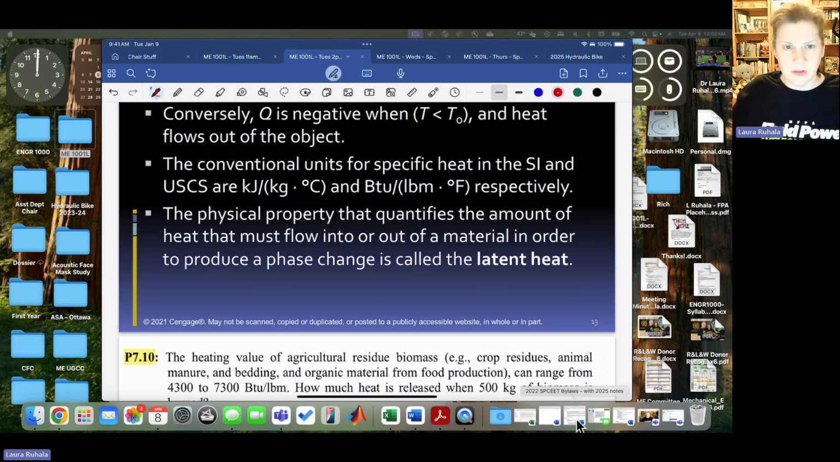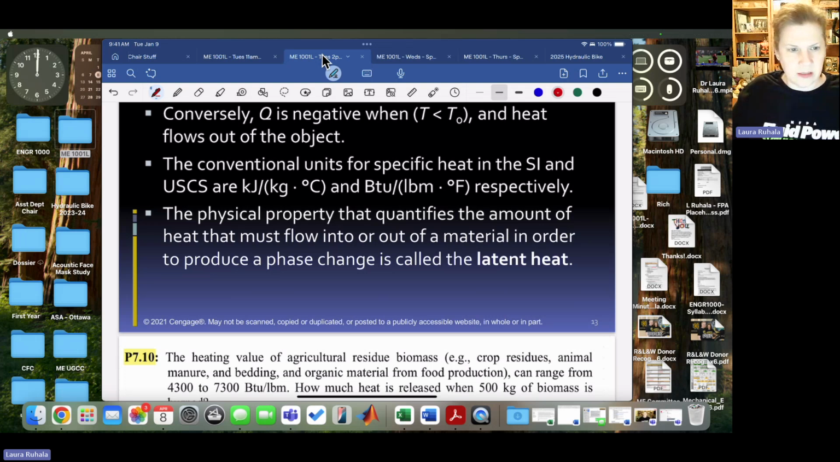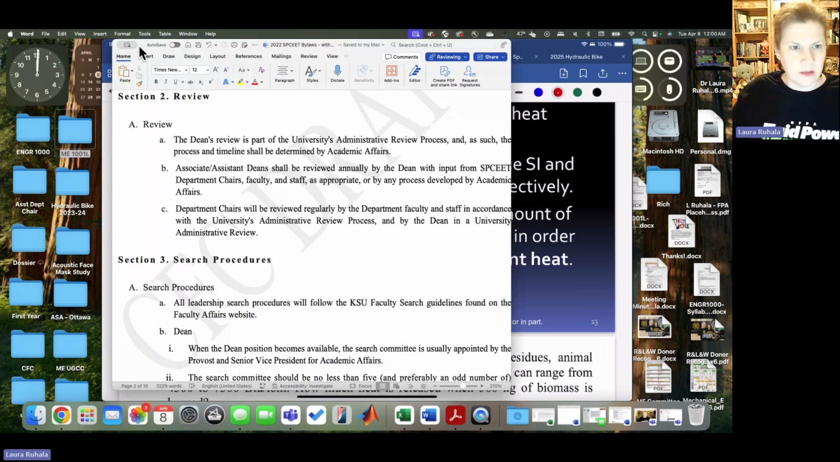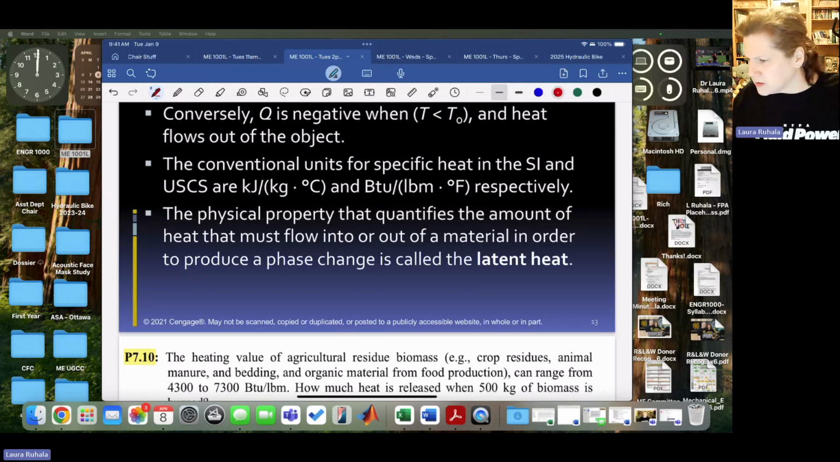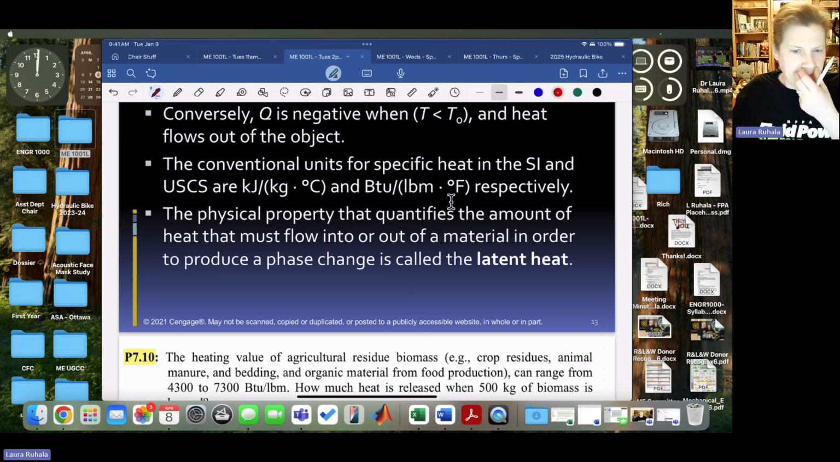I just want to take a quick peek at something to make sure that I didn't... oops, that's not right. That's the wrong one. That is bylaws. So let's see, here it is.